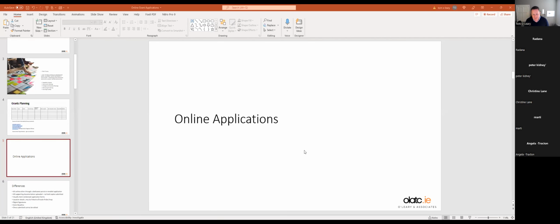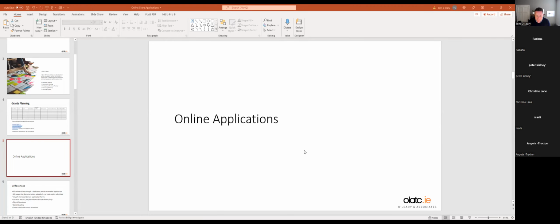Great. So as I said, the workshop this evening is focusing on writing the grant application. I'm going to specifically focus on online applications because we're all familiar with downloading the application form and completing it on a Word document or a PDF document, and sending it out that way. But I'm going to go through the online application process this evening with you.